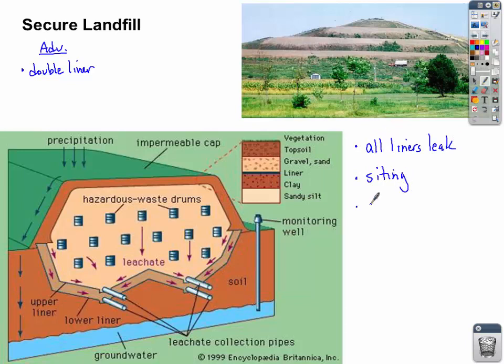And we still have the same potential for groundwater contamination. Alright, so a secure landfill has its advantages and disadvantages.